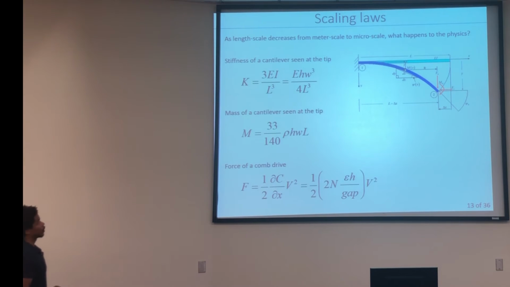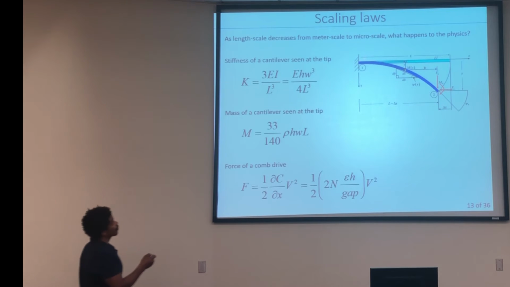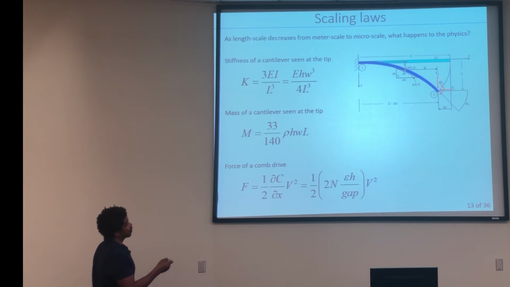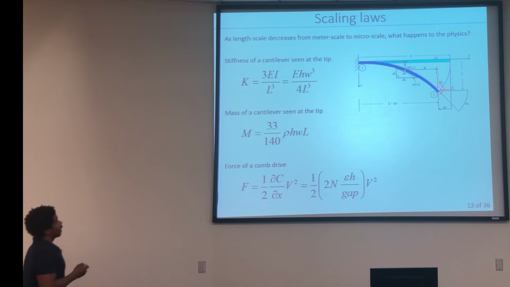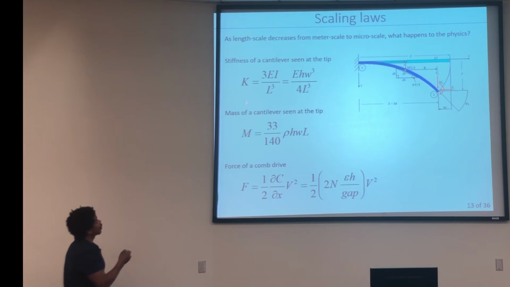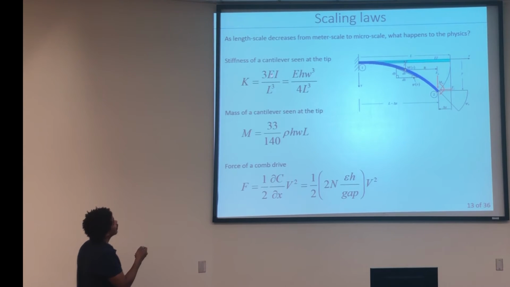Okay, so let's look at scaling laws. So this right here is a cantilever, okay? It's anchored right here, here's a free end, and maybe you have some force pulling on it. We're going to derive these in another lecture, but here I just want to show you what the basic forms of stiffness, mass, and maybe some electrostatic force are. So stiffness is 3EI over L cubed. This I right here is the second moment of area. This is the Young's modulus. It's a material property, and L is the length of the cantilever.